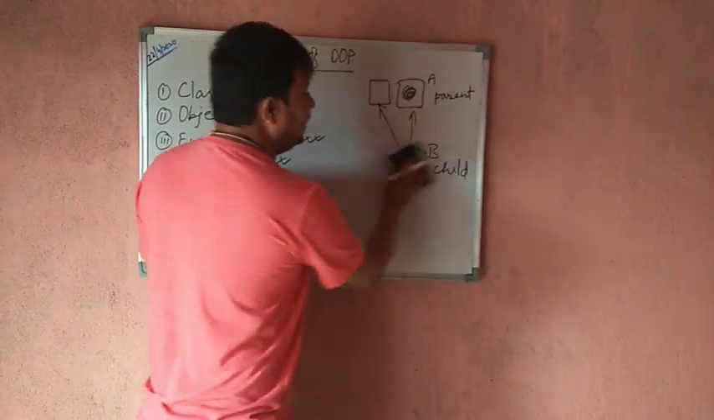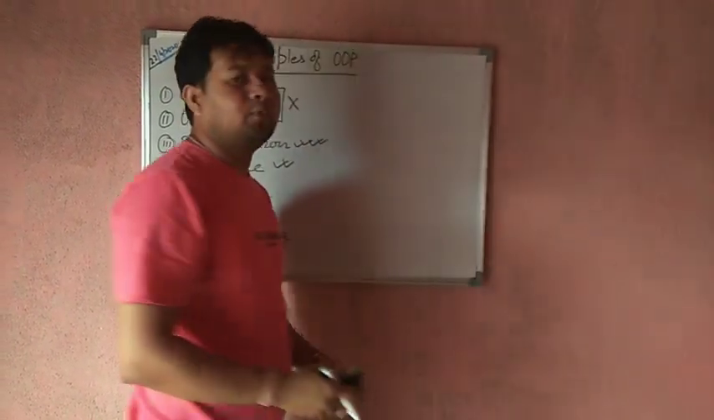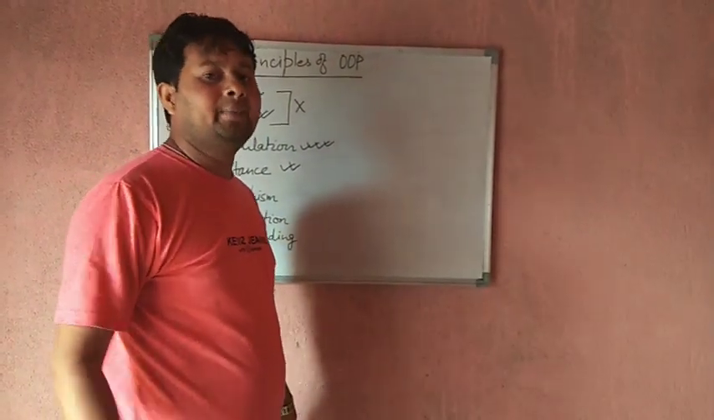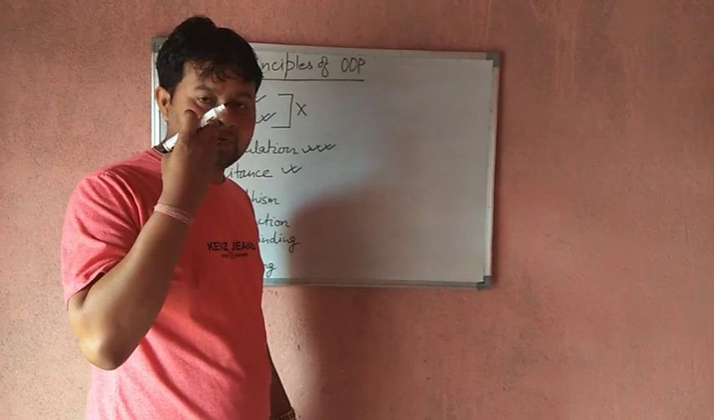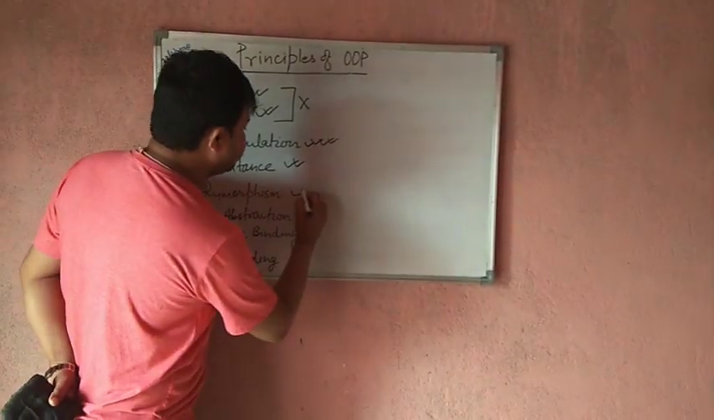Right? So we all are the examples of inheritance, where we are using the properties of our parents or grandparents or maternal parents. Is it clear? Okay, might be clear. Next one is polymorphism.